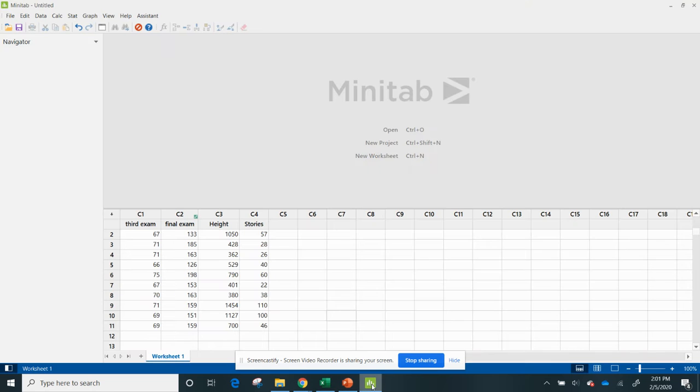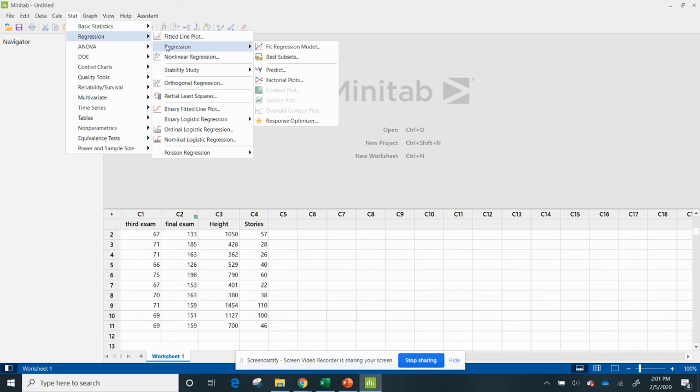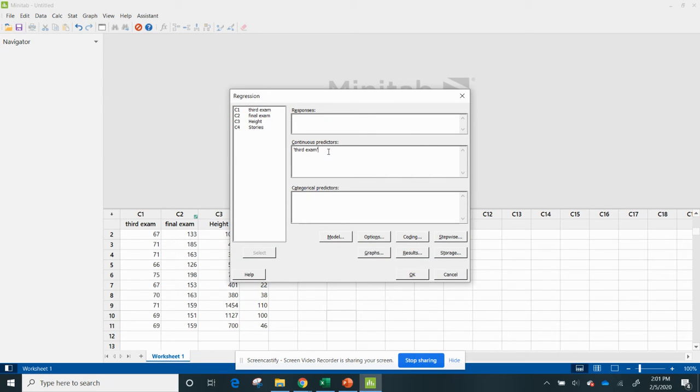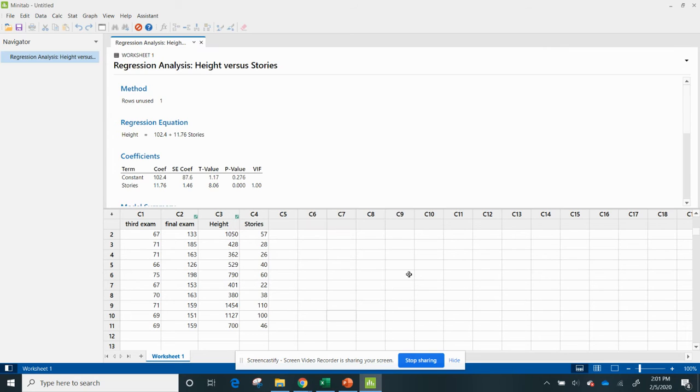So I'm going to go here to Minitab, and I already have my data there. The next thing I'm going to do is go to Stats, Regression, and Fitted Regression Model. If you've got any other data in there from before, you want to clear it out. Again, my height was my y and my stories was my x. Remember, responses is y, continuous predictors is your x. Hit OK, and it gives me everything I need.